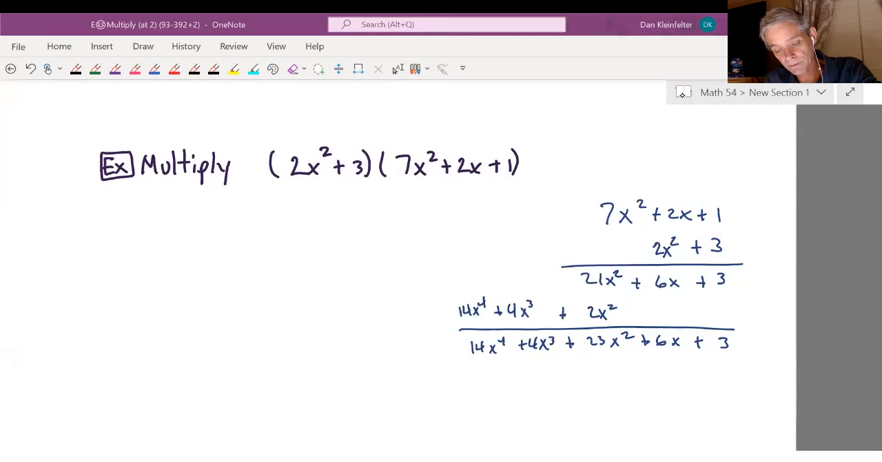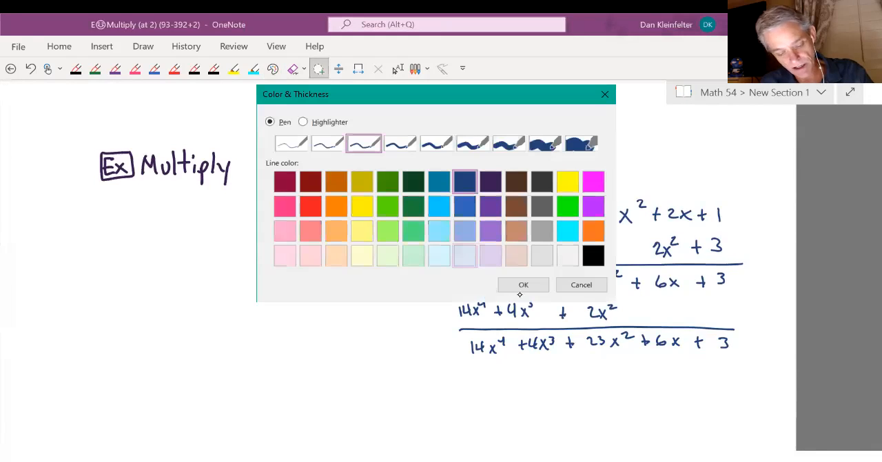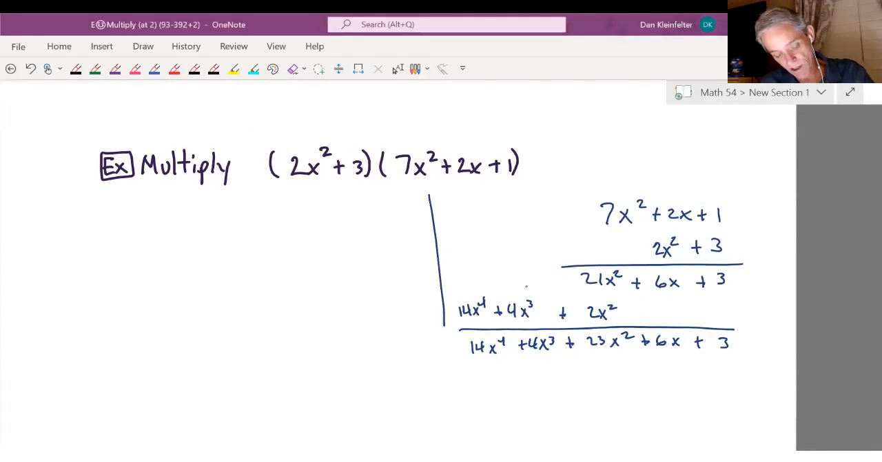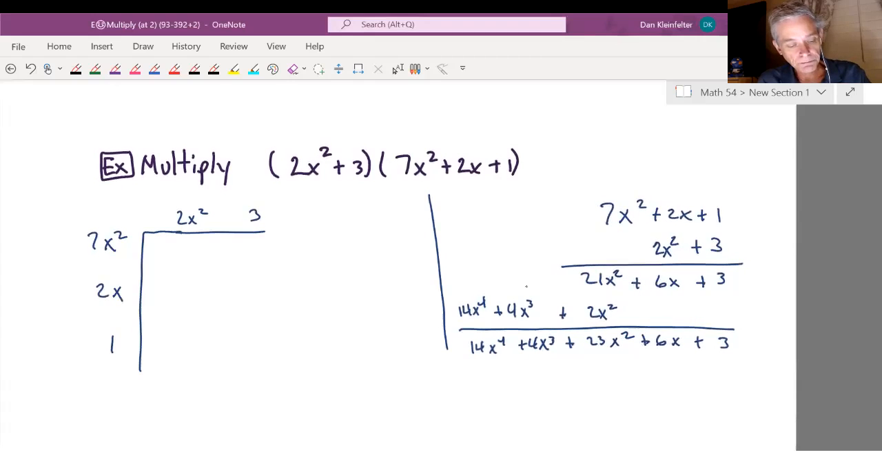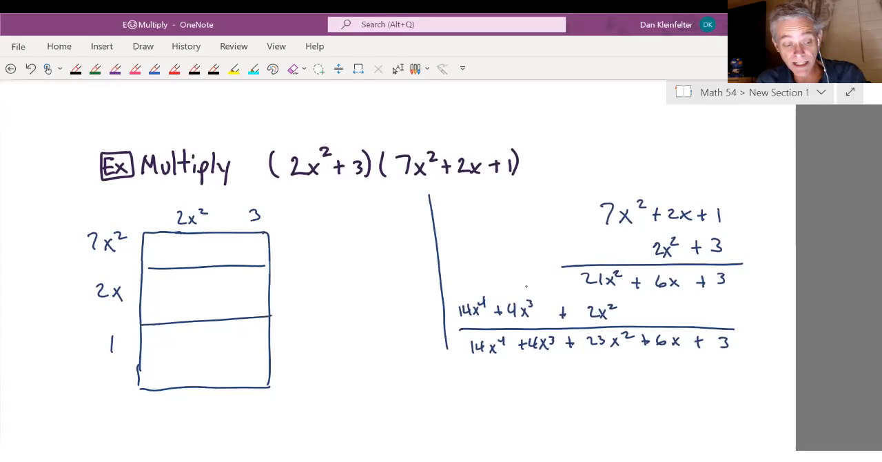While you were working, I went ahead and did this vertically, and I got 14x to the 4th power, 4x cubed, 23x squared, 6x, and a 3. Let me see how this looks, though, using the box method. So we'll do 7x squared, 2x, and 1, and then 2x squared and a 3 across the top. Okay, so again, one factor has 3 terms, the other one 2 terms. 3 times 2 is 6. We'll end up with 6 boxes.